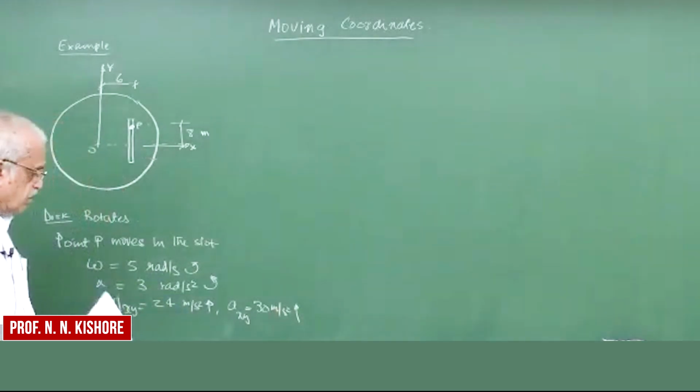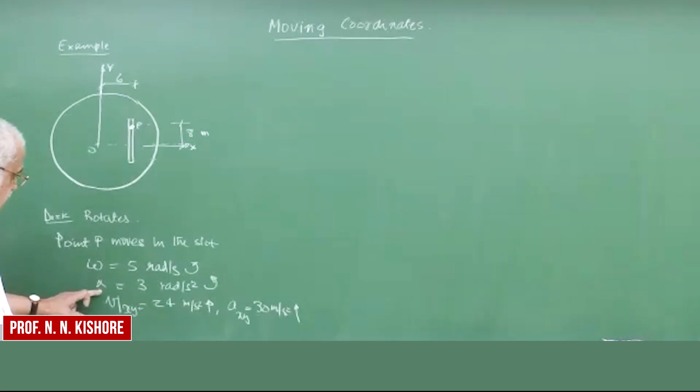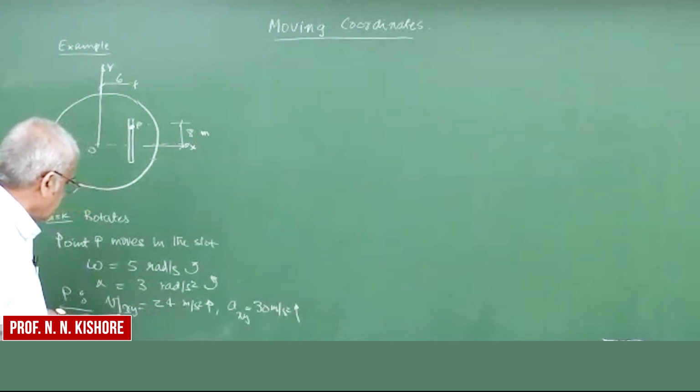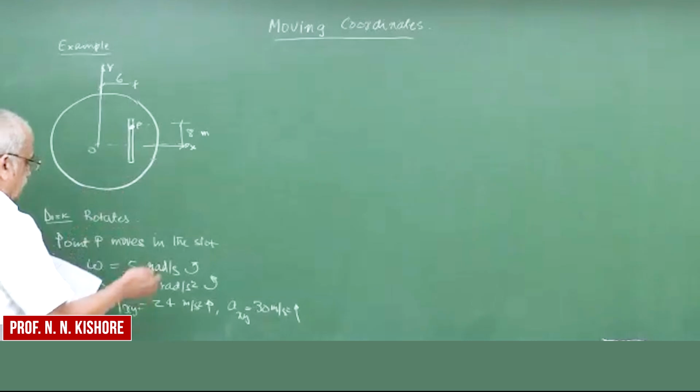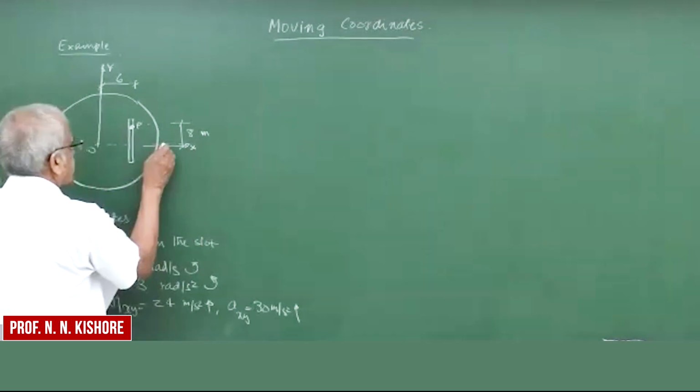I hope you have noted down. So the angular velocity is 5 radians per second, and angular acceleration is 3 radians per second squared counterclockwise. And then this point P has a velocity with respect to the disk.